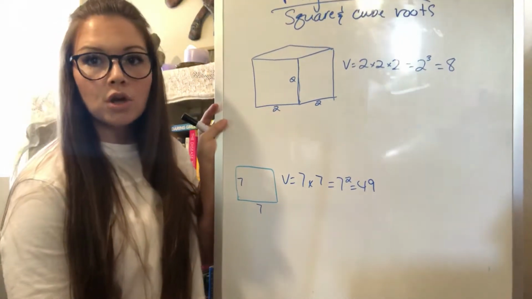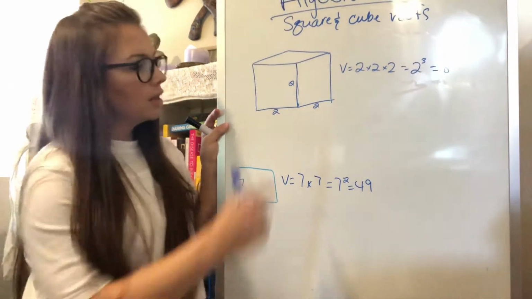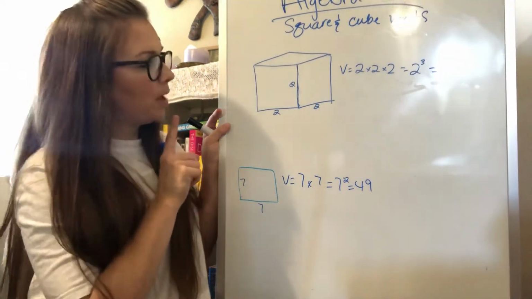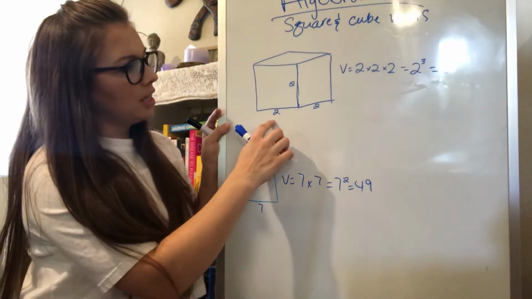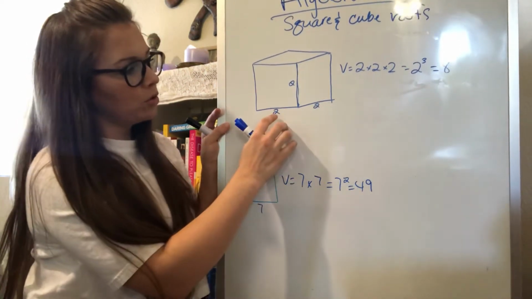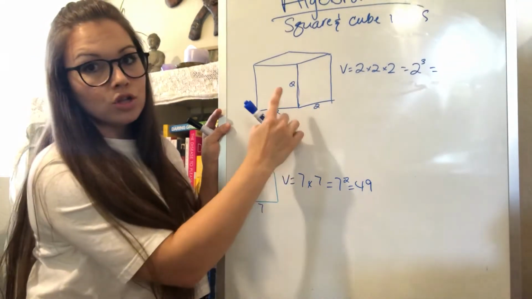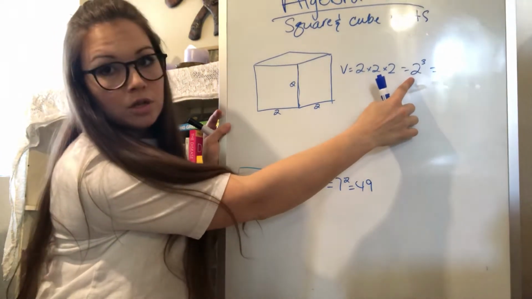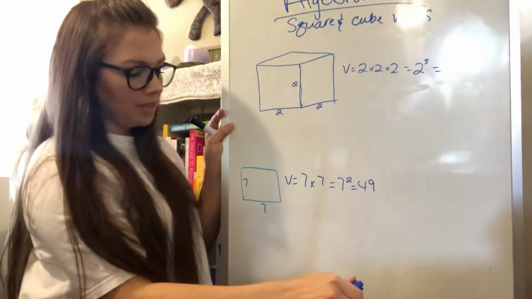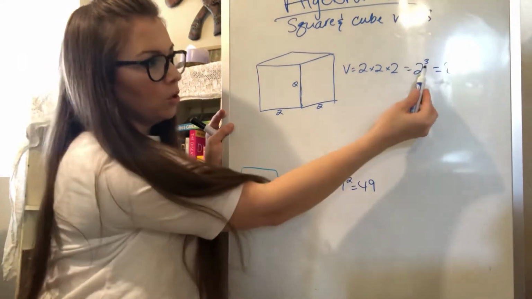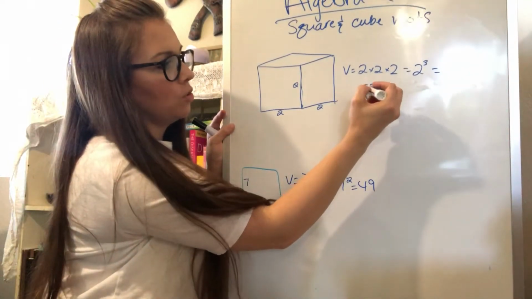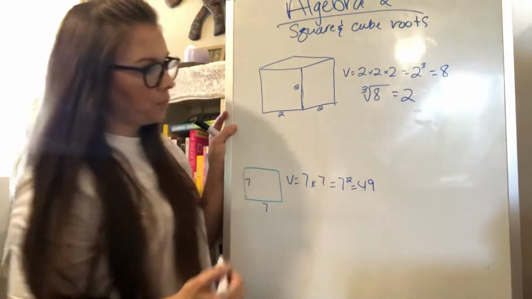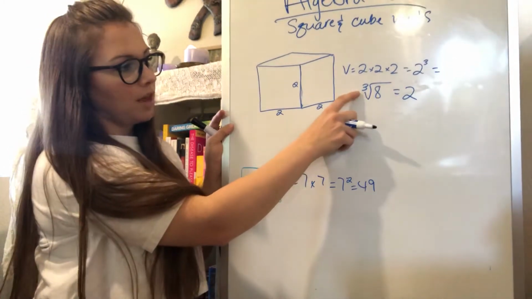Okay, so the first one is a cube. Take it with a grain of salt. I'm not an artist, I teach math. So basically, the volume of a cube whose length, width, and height are all 2 is 2 times 2 times 2, or 2 cubed, which would be 8. So if 2 cubed is 8, then the cube root of 8 is going to equal 2. It looks a lot like a square root, but it's got that 3 there because it's a cube root.